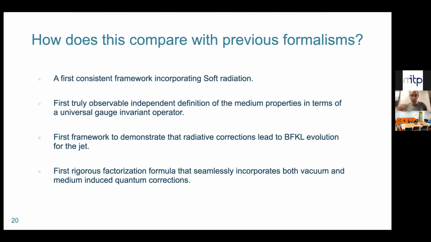Okay, so far so good, but how does this actually compare with what has been done previously in this context? I would point out that these are the few firsts this formalism has been able to achieve. First of all, it's the first framework that incorporates soft radiation, specifically the radiation at the scale of the temperature, which is usually ignored in most previous formalisms. So it gives you, for the first time, a truly observable independent definition of the medium properties in terms of a universal gauge invariant operator.